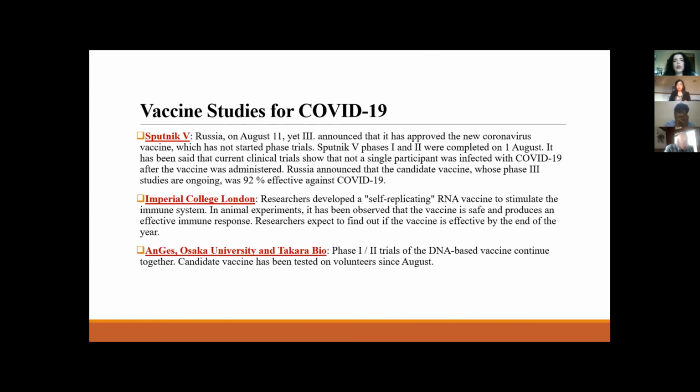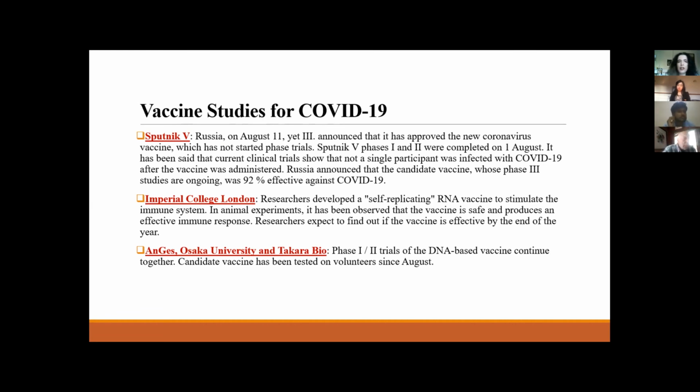Sputnik 5. Russia announced on August 11 that it has approved a new coronavirus vaccine, which has now started fast trials. Sputnik 5 phases 1 and 2 were completed on 1 August. It has been said the current clinical trials show that not a single participant was infected with COVID-19 after the vaccine was administered. Phase 3 studies are ongoing. It was 92% effective against COVID-19.